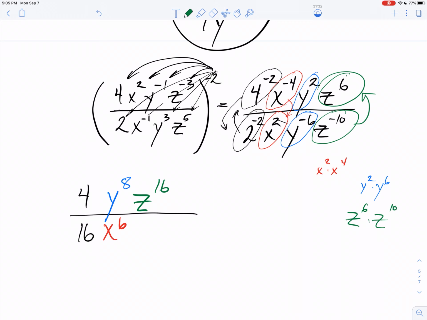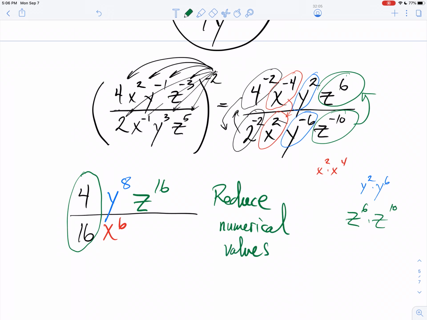And you don't get this answer in the back of the book because they would reduce the two numerical values. You would say, hey, 4/16, those aren't exponents, those are numbers, and numbers still reduce each other. Biggest mistake people make is they panic and they go, well, those numbers have to stay exactly how they are. No, you can reduce numerical values. Remember, numerical is not exponent.